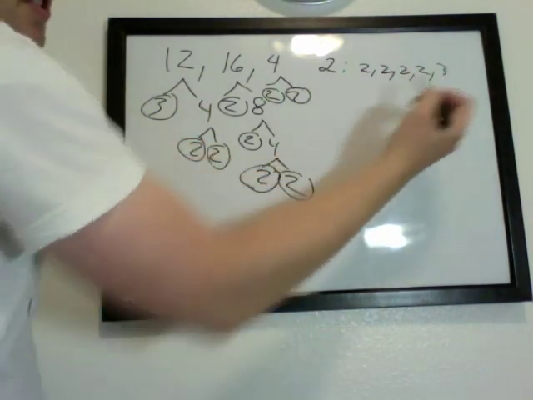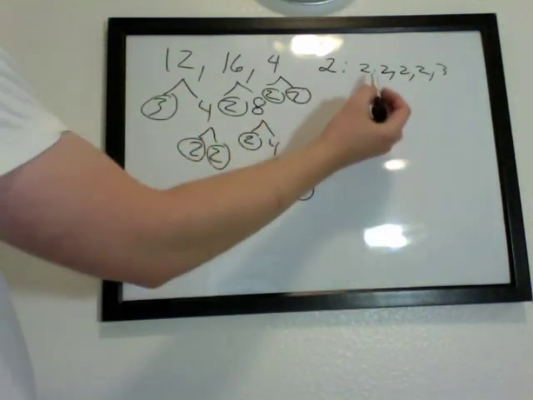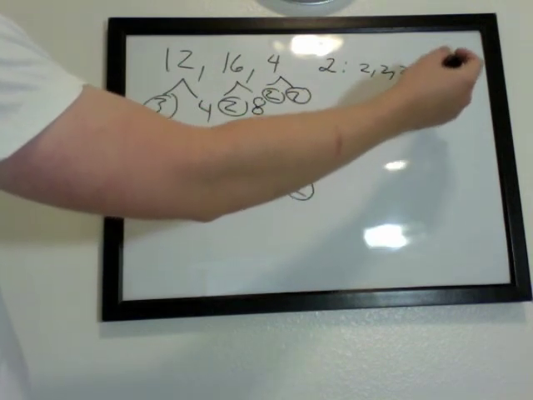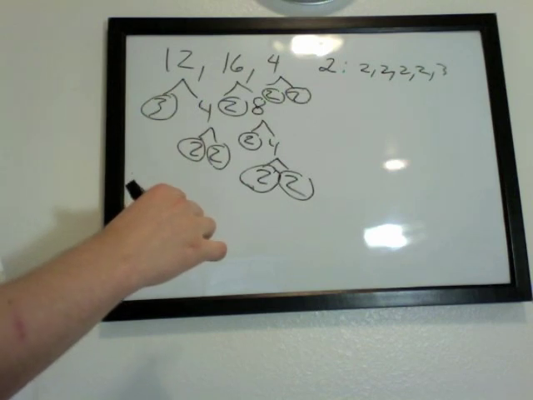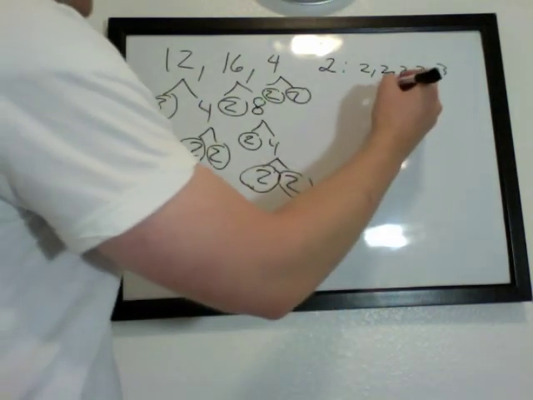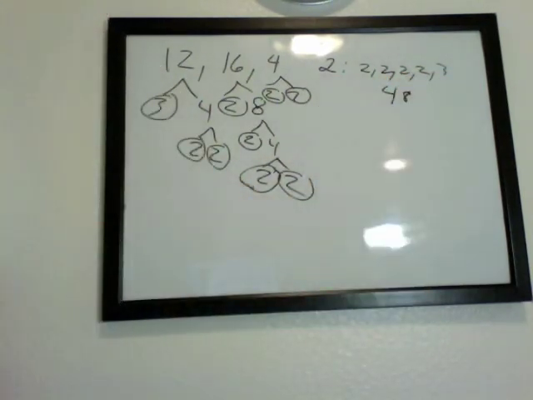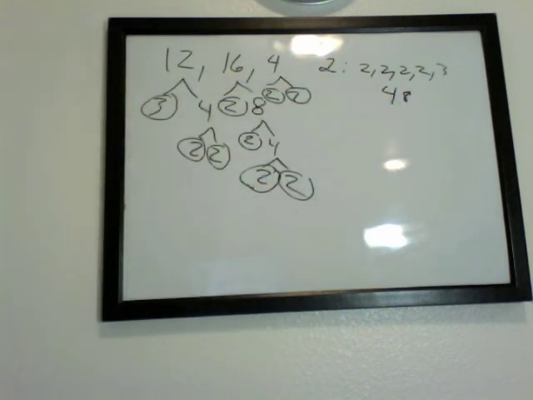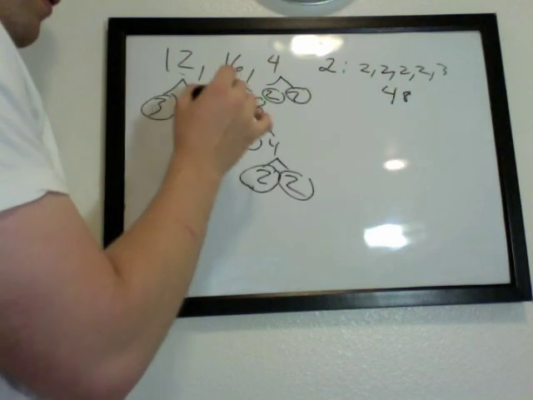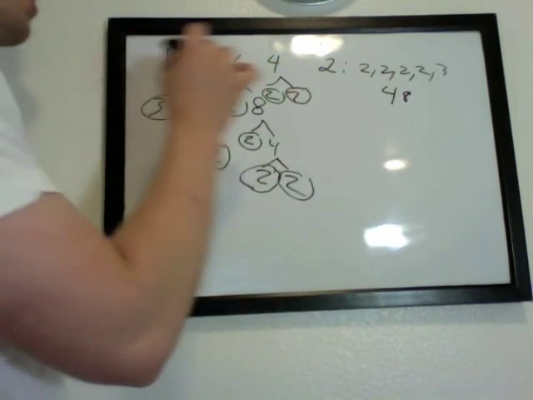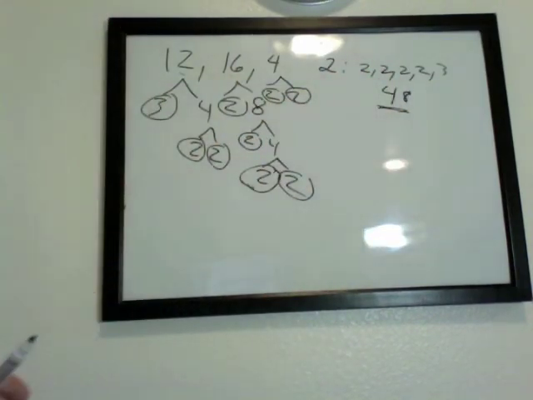You multiply all these together. So 2 times 2 is 4. 4 times 2 is 8. And 8 times 2, 16. 16 times 3 is 48. All 3 numbers, they have 48 in common. That's the least common multiple. So if you took the multiples of 12, multiples of 16, multiples of 4, the least one that they have in common would be 48.